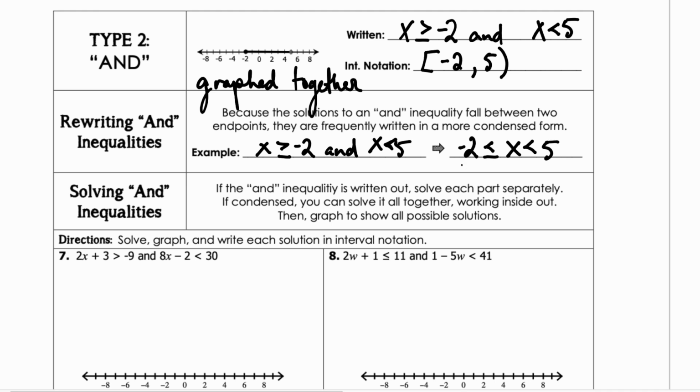So now we can read this as -2 is less than or equal to x, and x is less than 5. Okay, so this is the condensed version. This is the way that you will be asked to write it on your worksheets and your quizzes and tests. Make sure that it's condensed when you're looking at and inequalities.